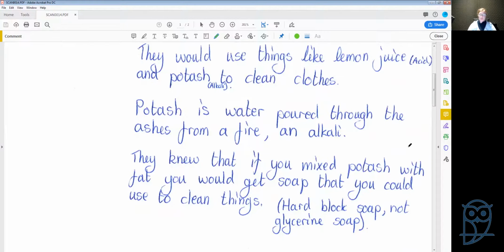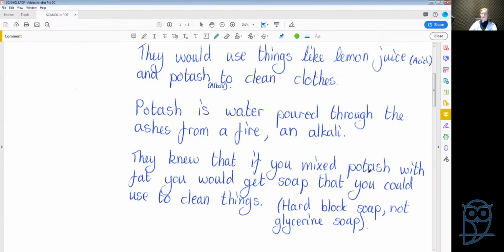So potash is literally water poured through the ashes from a fire, and it is an alkali. Some of the substances from the ashes will dissolve into the water, turning it into an alkali.